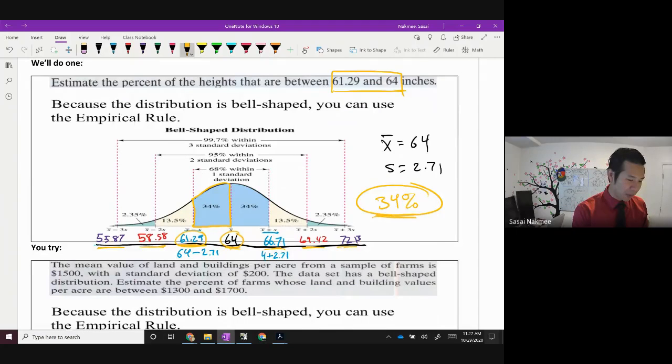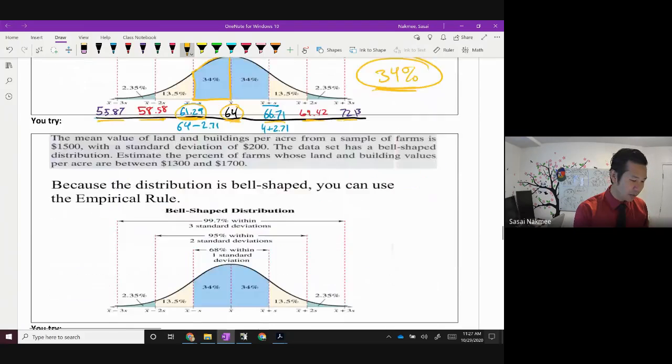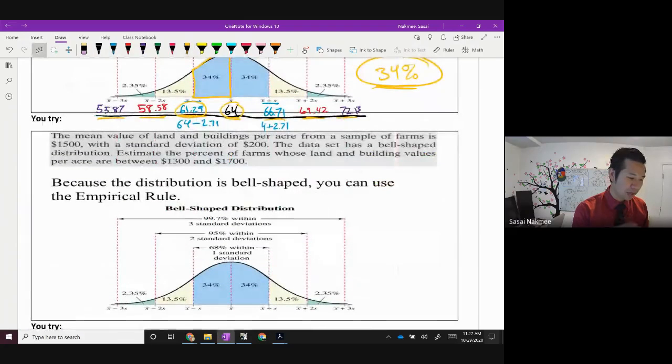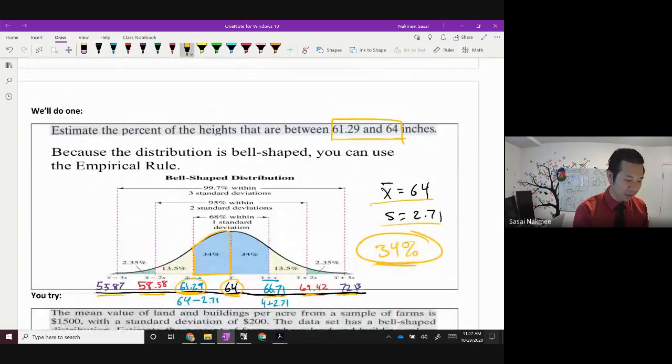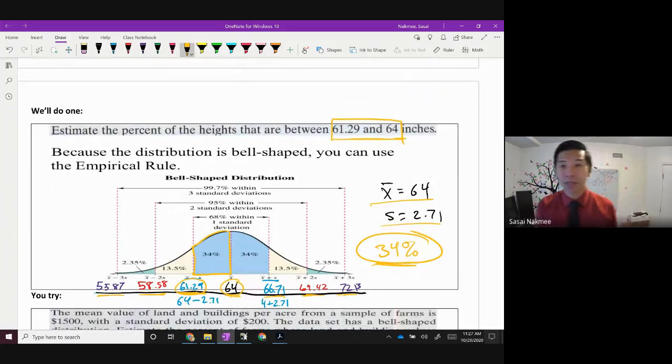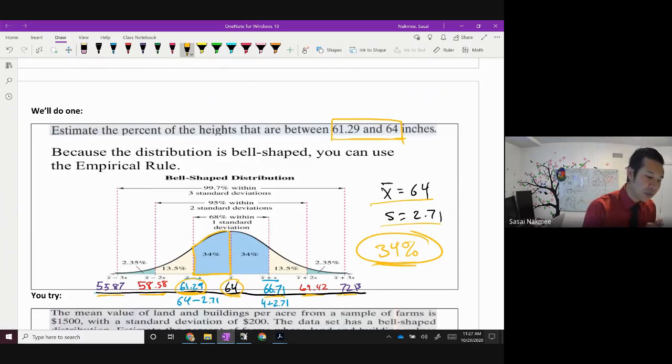That's the answer. 34%. So you need to fill out the chart as best you can based off of the average they give you and the standard deviation. So you get these numbers on the bottom, and then you just tell me what the percentage is for the interval that they care about. What's the answer for the interval that they care about, right? In this particular case, it's here.